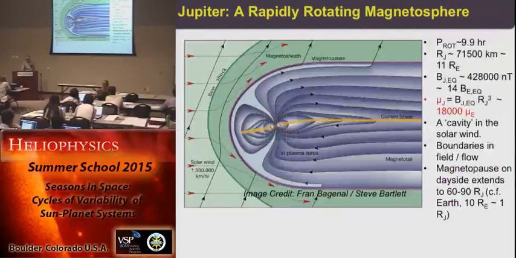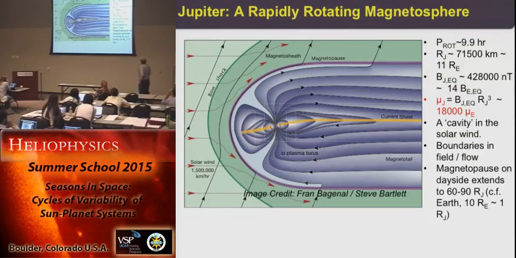All right. So now moving on to Jupiter, probably Fran's favorite planet, I guess. A rapidly rotating magnetosphere. Here's Fran and Steve's diagram showing us not only the usual asymmetry between the daytime and nighttime fields, but also the so-called middle magnetosphere dominated by this rotating plasma disk, and the associated current stretches out the dipole field lines into a disk-like shape, okay?